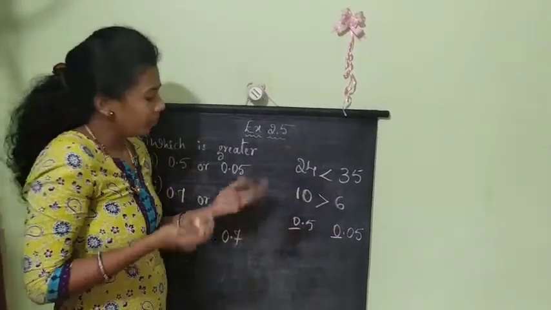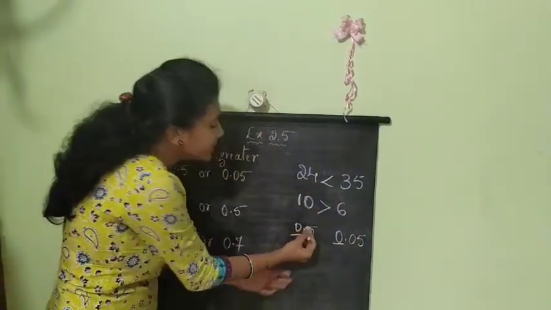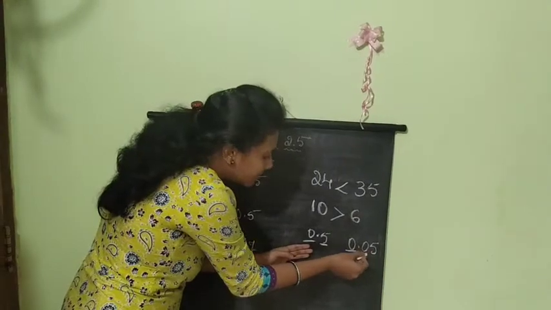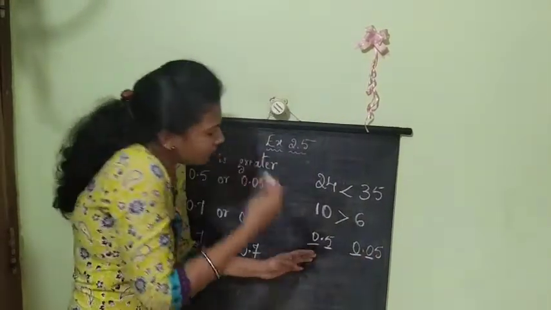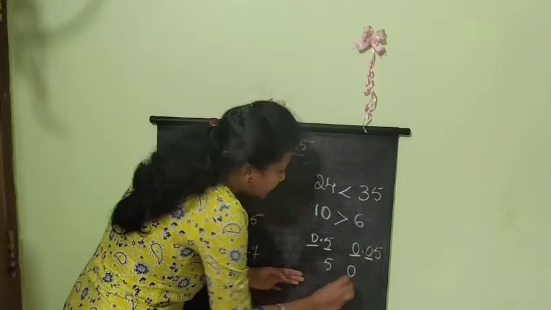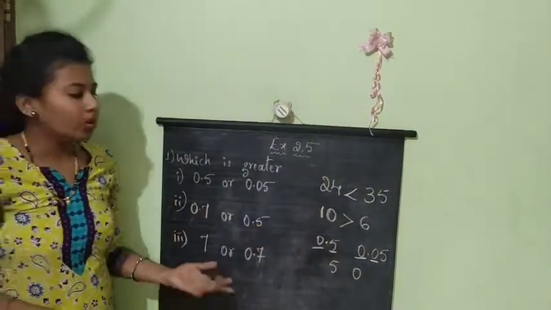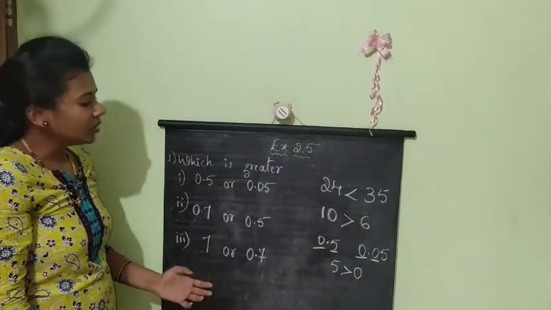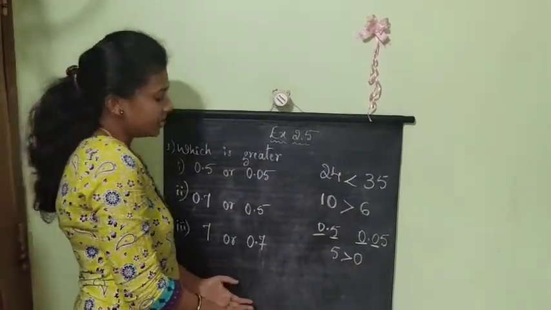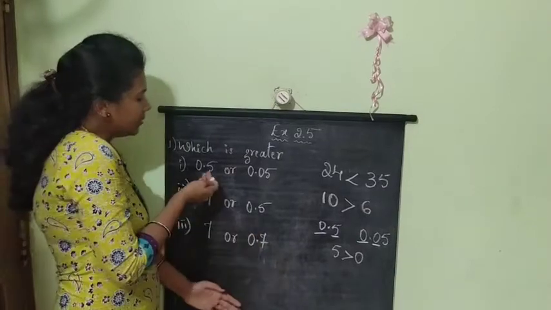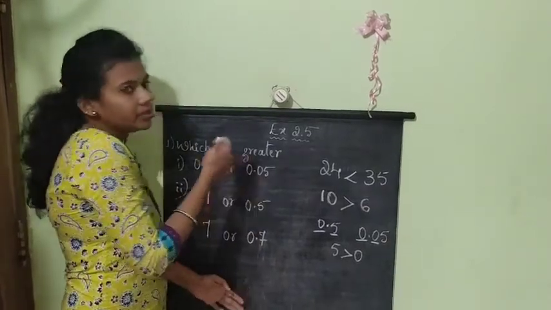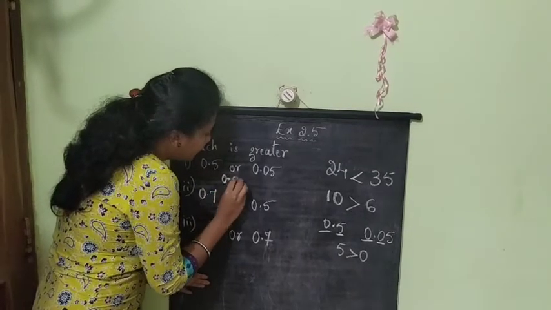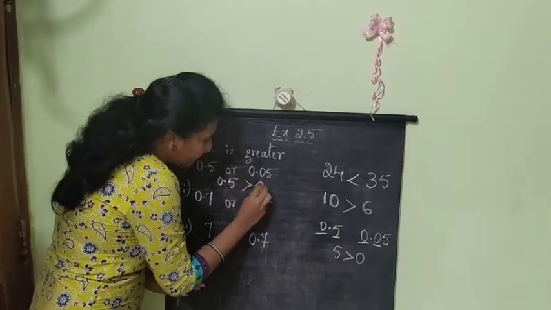You can't compare. Now, after the point, what is the first digit? It is 5. Here, after the point, what is the digit? It is 0. So now you compare 5 and 0. Which is greater? Obviously, 5 is greater than 0. So now you can decide which is greater. You have got the answer, 0.5 or 0.05. Yes, the answer is 0.5 is greater than 0.05.